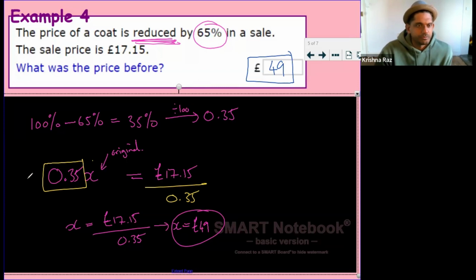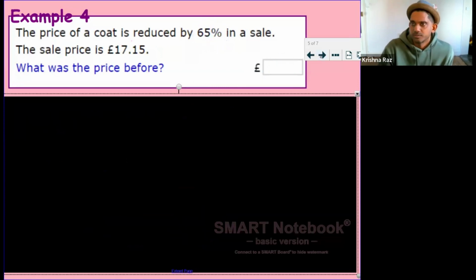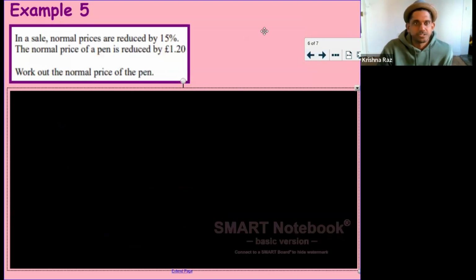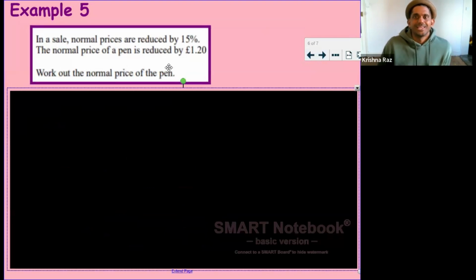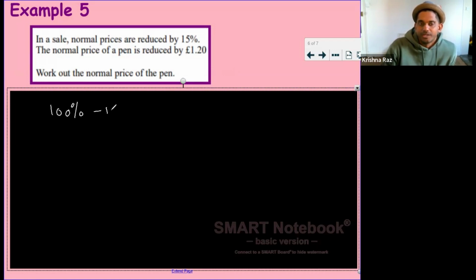I think we've got definitely one more, maybe two more examples. Oh, this is the last one. So read this and let's see how you interpret the question. I'm going to give you a few seconds. In a sale, normal prices are reduced by 15%. Okay, so what we immediately want to do is go 100% minus 15% is 85%, and then divide that by 100. So we know that multiplying factor would be 0.85.